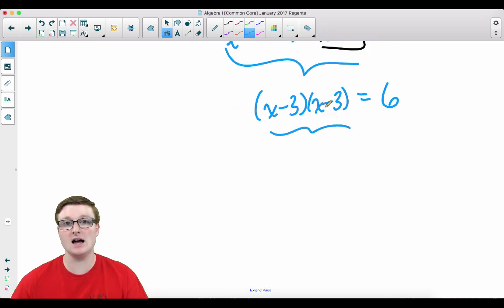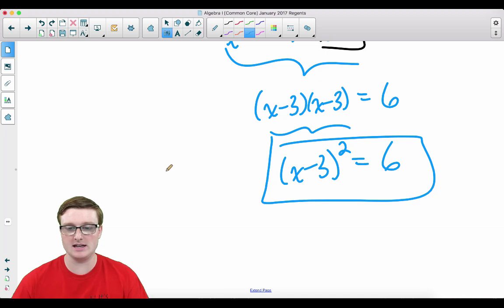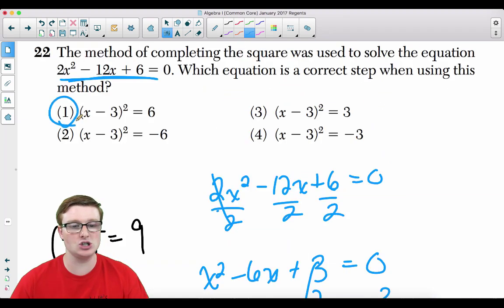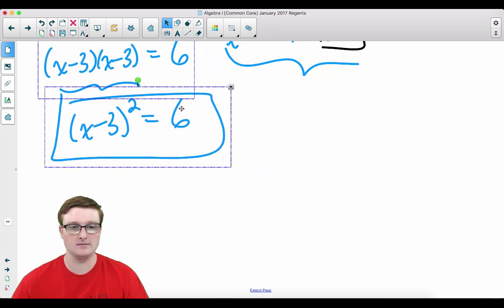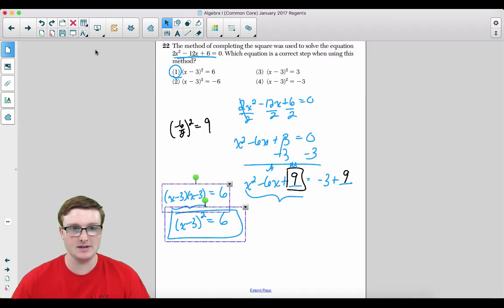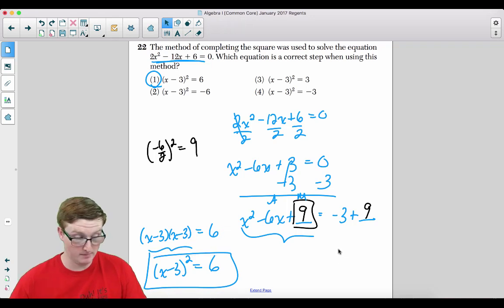Now we could continue to solve this by saying, well, this is x minus 3 squared equals 6. And that, ladies and gentlemen, is a correct step in the procedure, and that is going to be choice 1. All right, and that is how you do that question. That's choice 1.